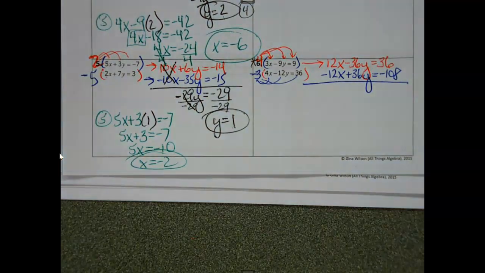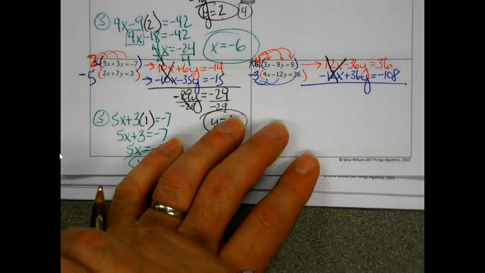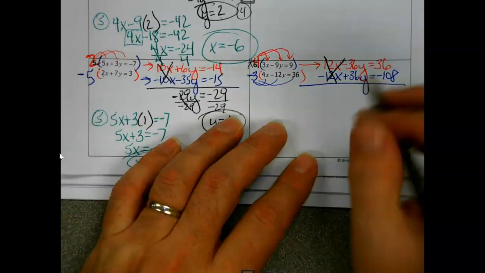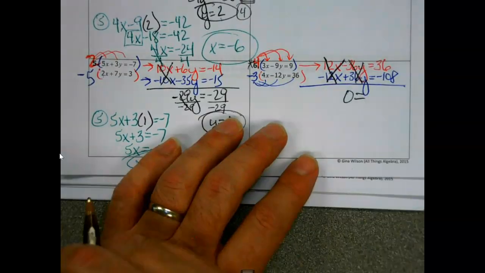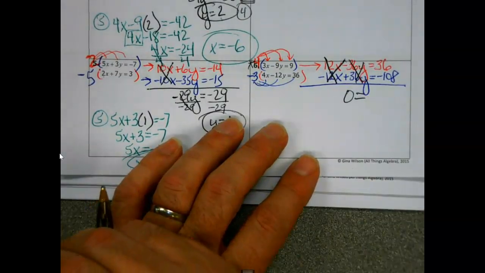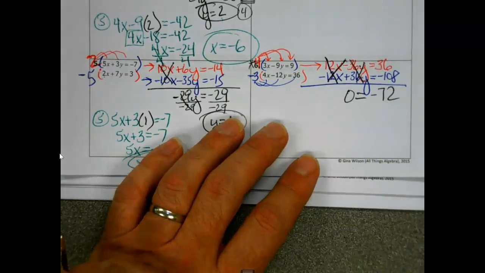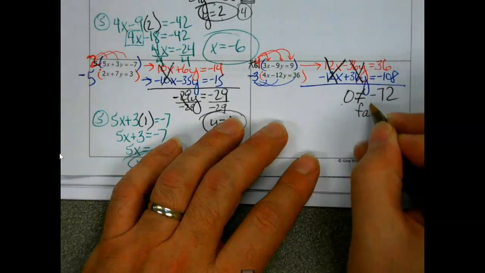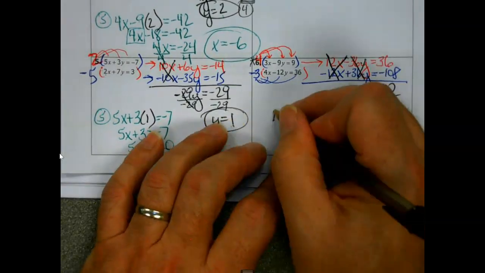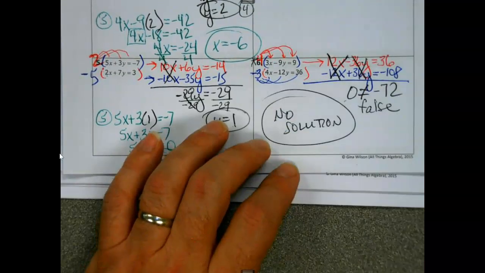So I do all my proper multiplying through. 12x and -12x, see you later. Ooh, -36 y, +36 y, see you later. Okay, that's kind of interesting. 36 minus 108 is negative 72. Last I checked, 0 does not equal negative 72. That is false. So we get no solution.